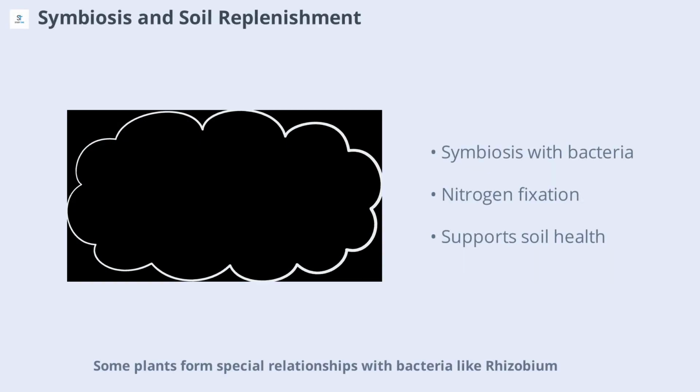Plants form special relationships with bacteria, like rhizobium, which live in their roots. These bacteria help convert atmospheric nitrogen into a usable form for the plant, while the plant provides food and shelter for the bacteria. This symbiotic relationship is especially important for leguminous plants like beans and peas. It helps replenish nutrients in the soil, reducing the need for chemical fertilizers and supporting sustainable agriculture.